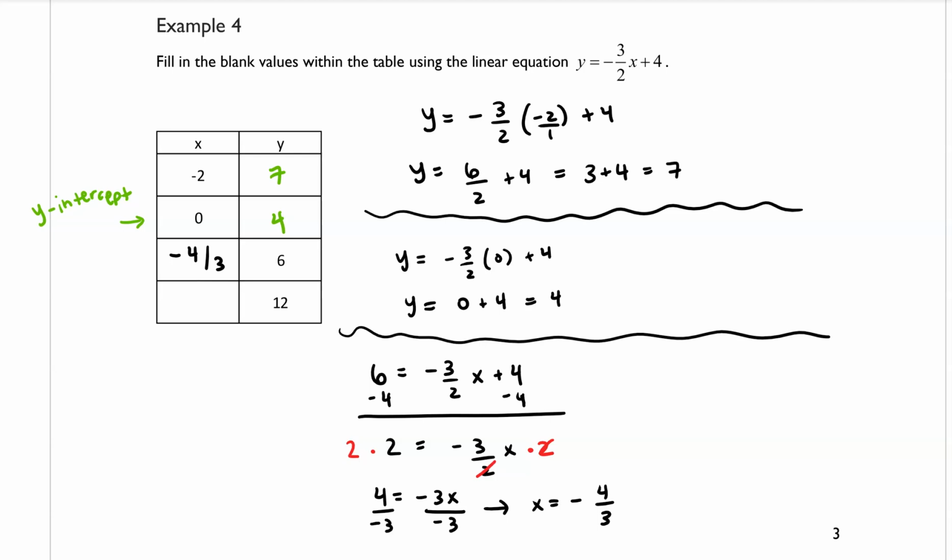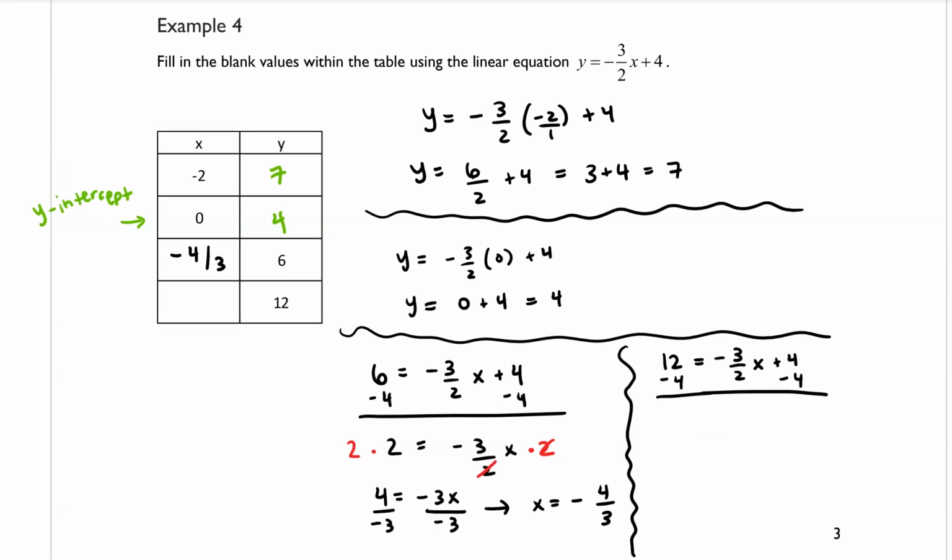Last one, we want to figure out what the x value is when y equals 12. So 12 equals negative 3 halves x plus 4. I'm going to subtract 4 from both sides. And if I do that, we get 8 equals negative 3 over 2x. And just like in the previous example, I can multiply both sides by 2.